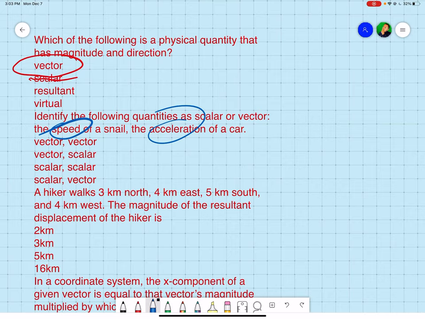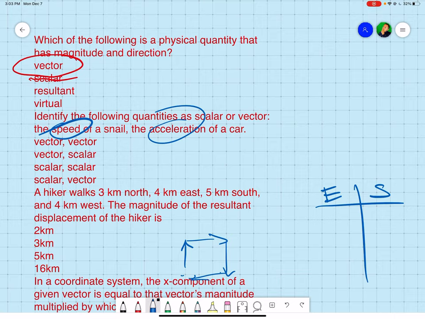Next one talks about a hiker going 3 kilometers north, 4 east, 5 south, and 4 west. Okay, now there you could look at the picture and try to guess it, but I'm just going to tell you, anytime you have something with a bunch of directions, I would take anything east or west, go in one direction, I'd have anything north and south, and I'd do columns. So if you have 3 kilometers north, whoops, I messed that up. Let me make this north, south. All right, so if I had 3 kilometers north, there we go. So I put that for 3 north. Then I had 4 east. So far, so good. I'm adding them up. So if they're east and west, they go in one column. If they're north, south, go in the other.